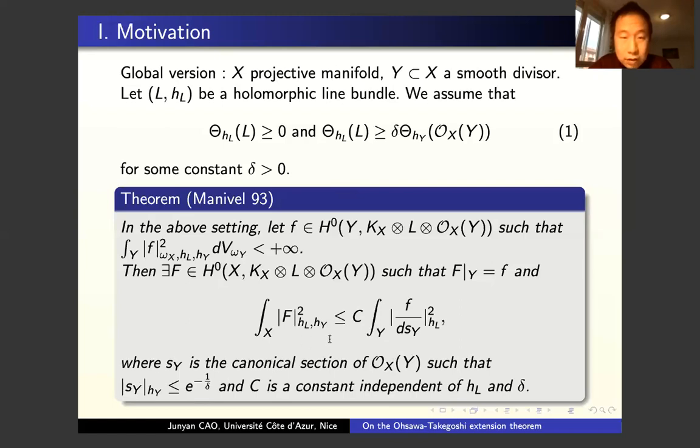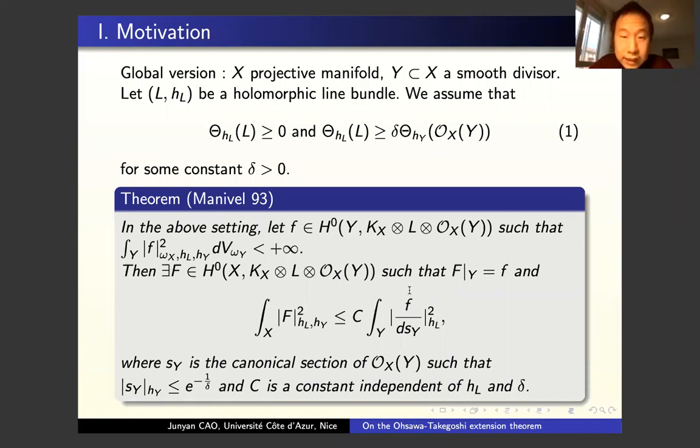And I would also like to explain a little bit these two L2 norms. Remember that F takes values in K_X plus L plus Y. So once we evaluate over the matrix of L and the matrix of Y, we know that this one is a volume form. Therefore, this integral is well defined.